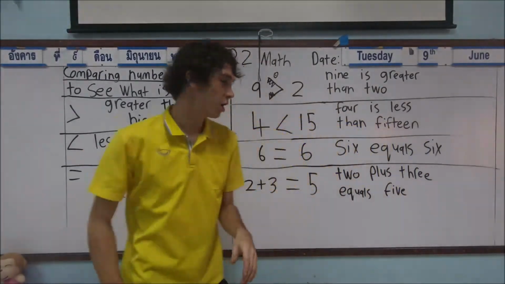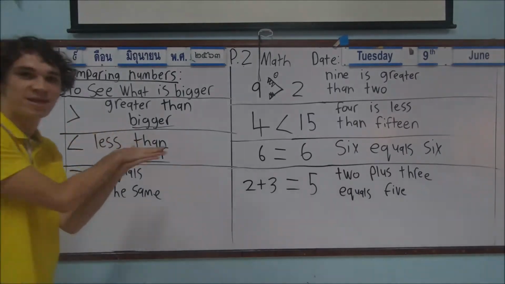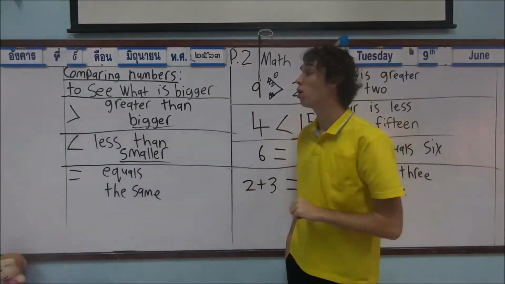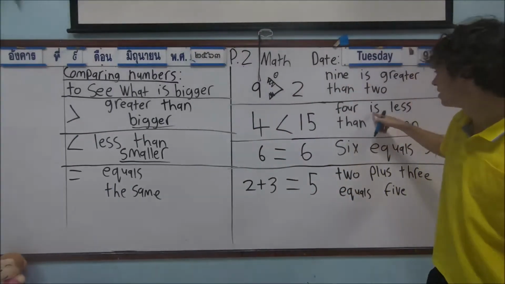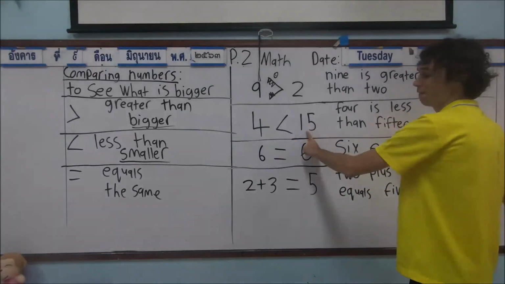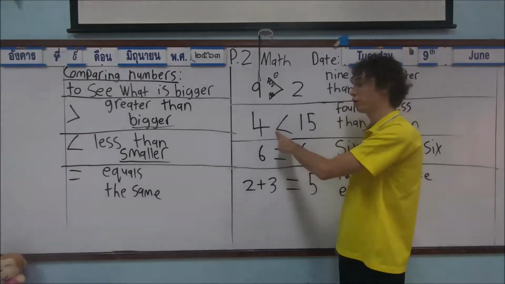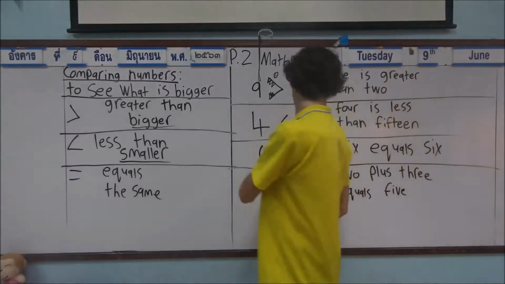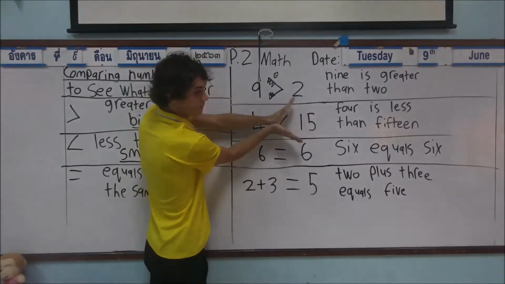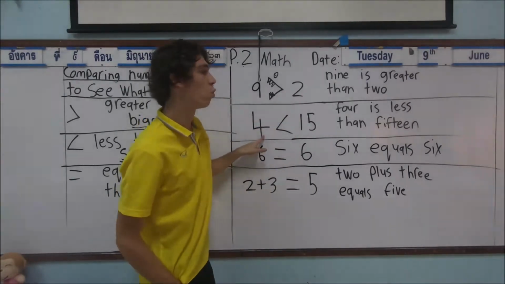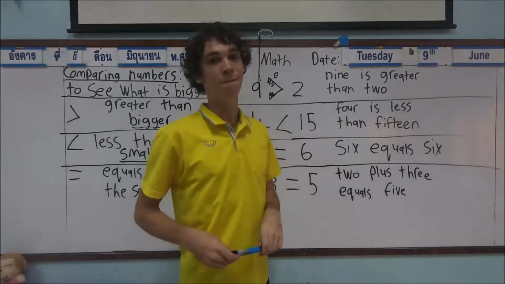If we go this way, it is less than or smaller. So 4 is less than 15. 4 is smaller than 15. He wants to eat the big number. He is hungry. He eats 15. 4 is less than 15.